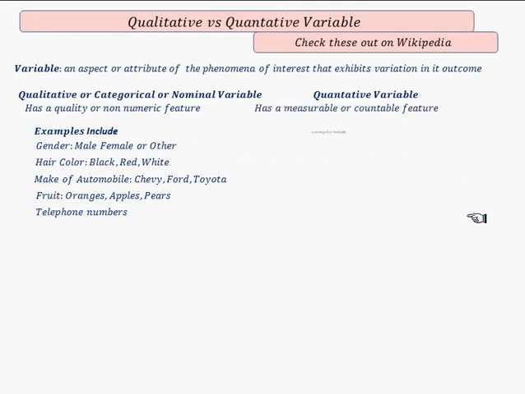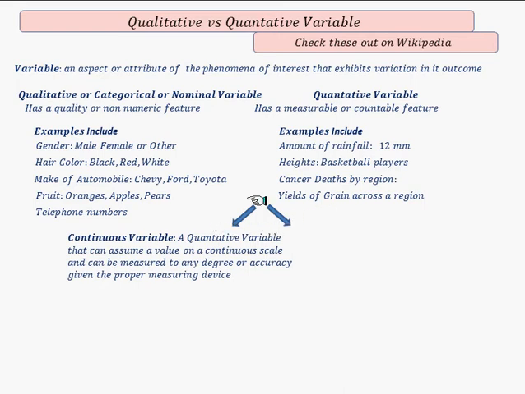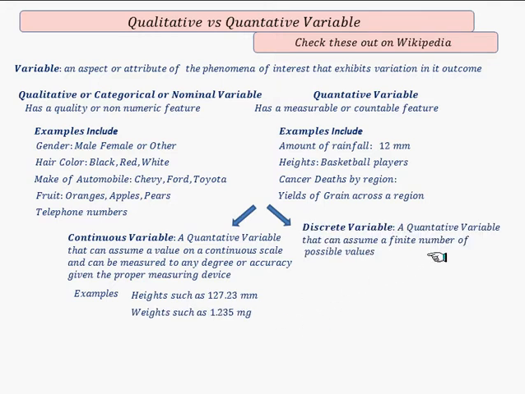On the other hand, we have quantitative data. It has a measurable or countable feature, and examples include rainfall, heights of basketball players, cancer deaths by region, yields of grain across the region. Now, the quantitative variables can be divided into a continuous variable, which assumes a value on a continuous scale and can be measured to any degree of accuracy depending on the measuring device involved. Examples are heights of people, weights, and so on. Now, a discrete variable is one that assumes a finite number of possible values. Examples might be shoe sizes. There's only a finite number of sizes available, coin denominations, and so on.